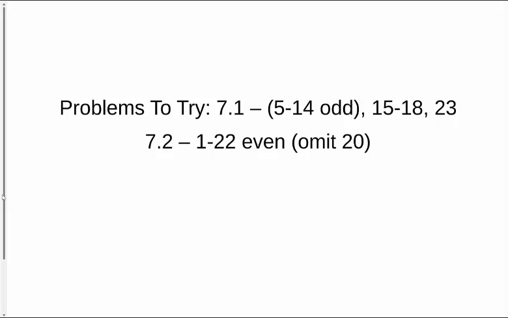All right, so if you want to try some problems in section 7.1, do 5 through 14, numbers odd, 15 through 18, and 23. And then 7.2, 1 through 22, and only the evens on that one. And then omit number 20 as well.